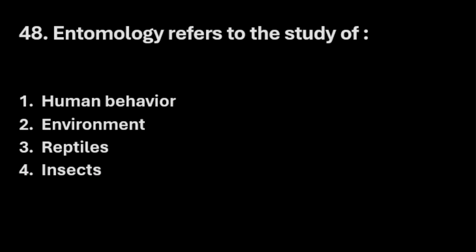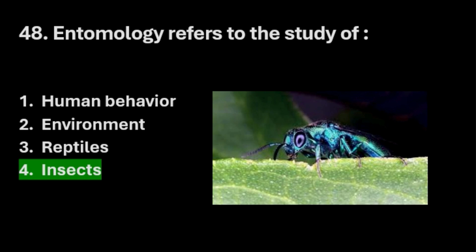Next question. Entomology refers to the study of option 1, human behavior; option 2, environment; option 3, reptiles; option 4, insects. Entomology is related to the study of insects. Environment is ecology. Human behavior falls under anthropology, psychiatry, and other scientific branches. The study that deals with insects is entomology.